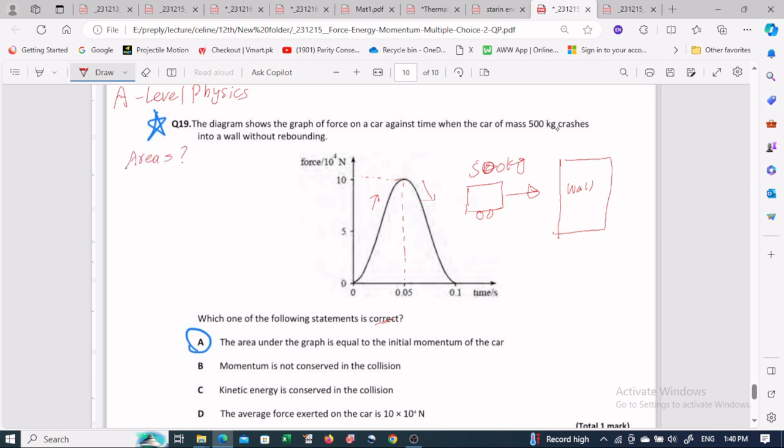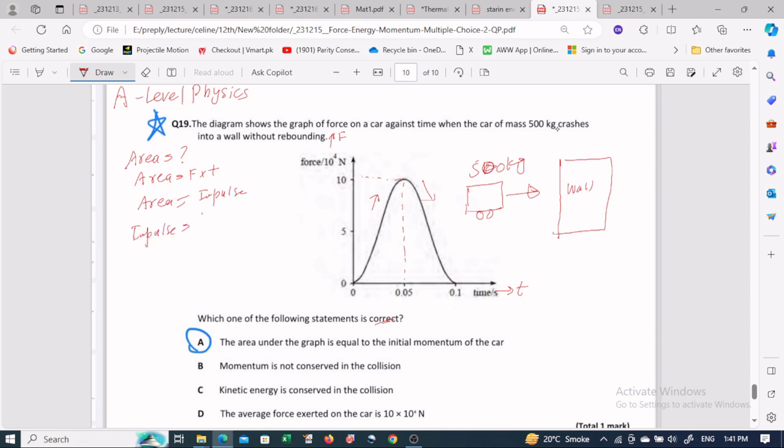The area of this graph is actually, as we know that on the vertical axis we have the force, on the horizontal axis we have the time, okay. So the area of the graph always shows the product of force into time. So it means the area of the graph is equal to force into time, that must be equal to impulse, okay. Impulse is equal to area.